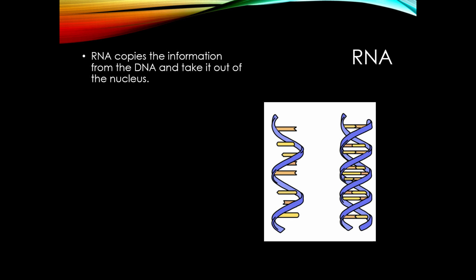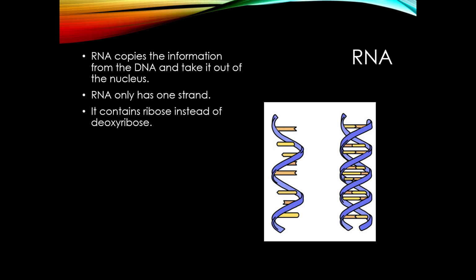So DNA already has some important information about how much food the cell needs or what certain functions it needs to take place in the cell. So RNA is going to copy the information and then it is going to go out to the cytoplasm of the cell and have some other functions in there that we're going to see. RNA only has one strand.